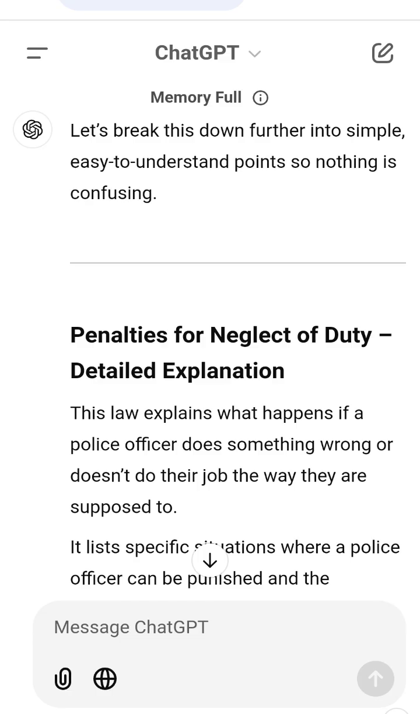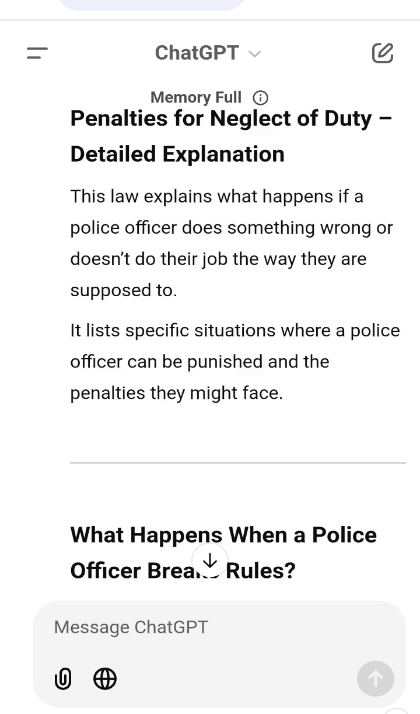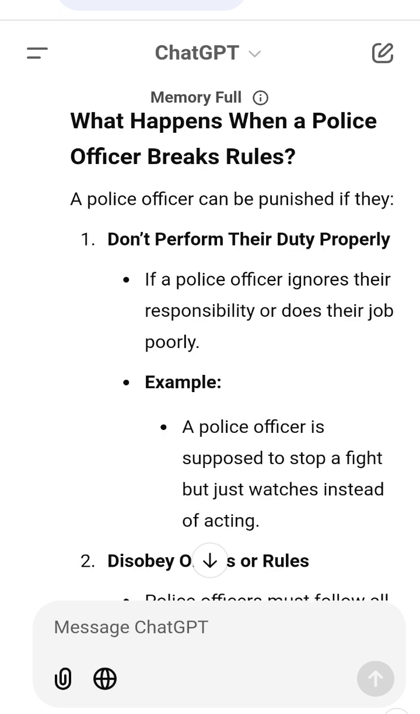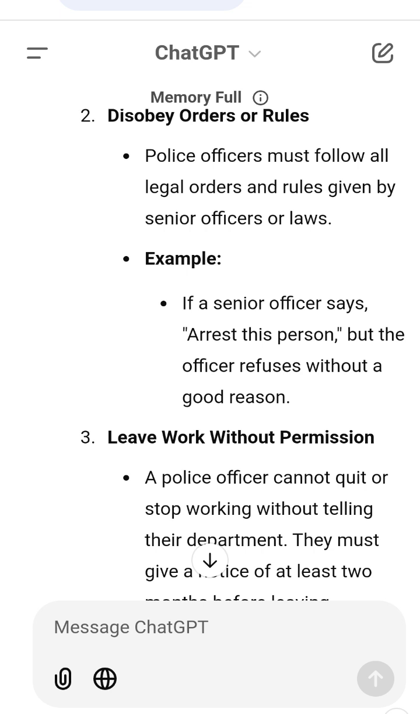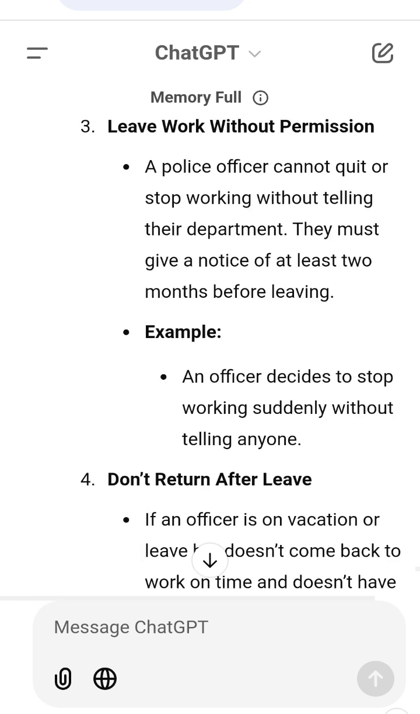What makes this law important? 1. Maintains discipline. It ensures that police officers follow the rules and do their job properly. 2. Protects the public. If officers are not punished for their mistakes, people will lose trust in them. 3. Ensures accountability. Police officers have power, but this law ensures they don't misuse it.